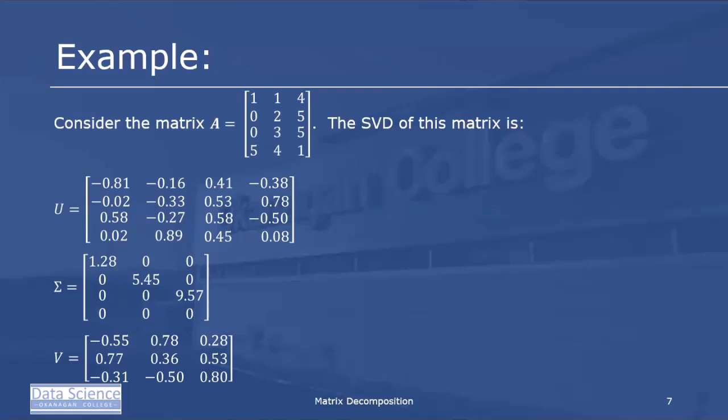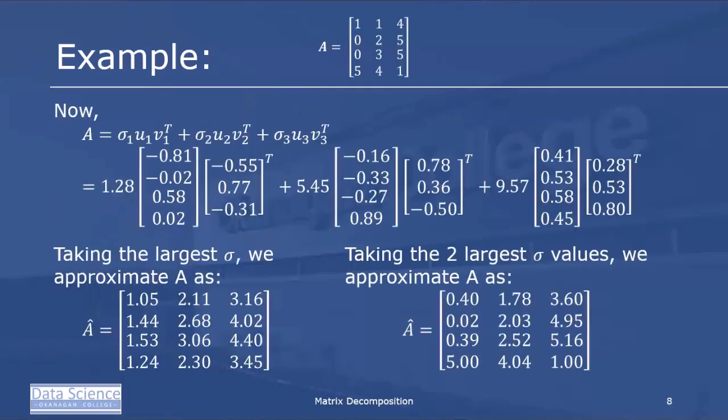So obviously, we can try and reconstruct this using this matrix approximation that we've been working on. So A is equal to 1.28 times U1 times V1 transpose plus 5.45 times U2 times V2 transpose plus 9.57 times U3 times V3 transpose. If we just take the third term of that sum, the 9.57 U3 V3 transpose, we get an approximation of 1.05, 2.11, 3.16, 1.44, 2.68, 4.02, 1.53, 3.06, 4.4, 1.24, 2.3, 3.45.